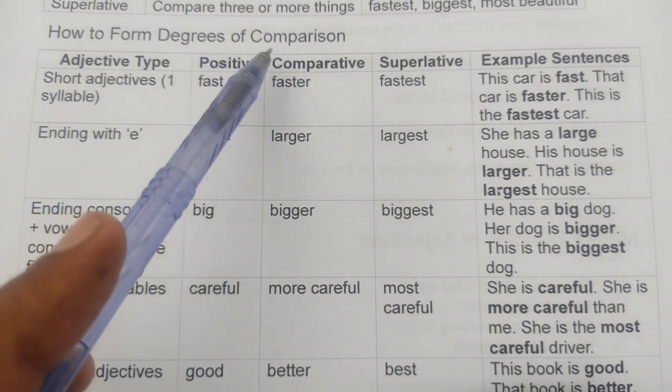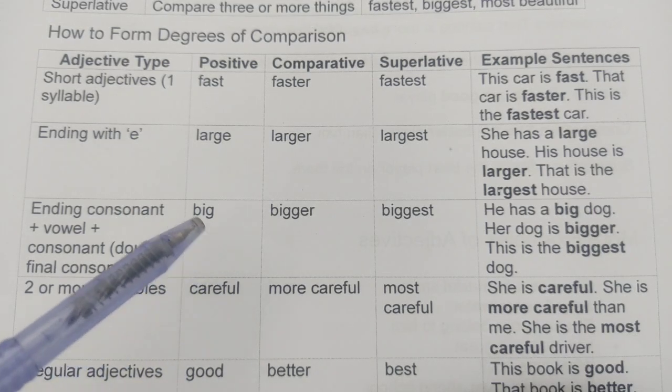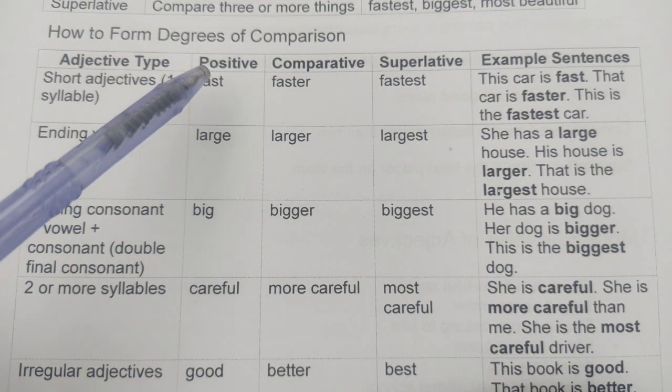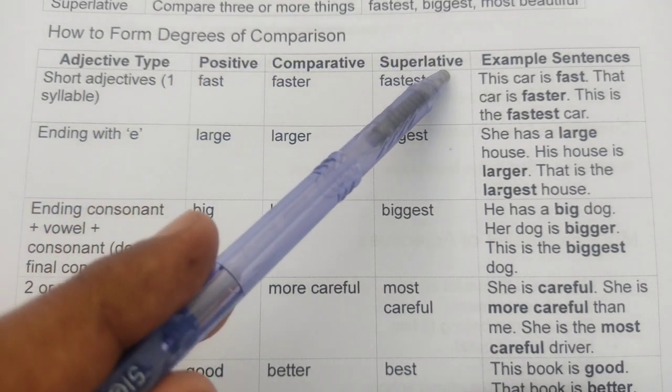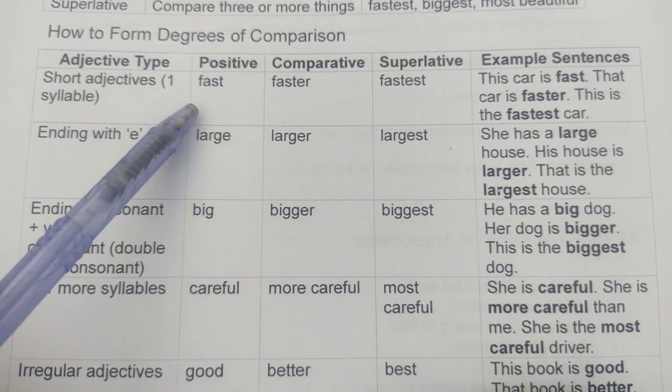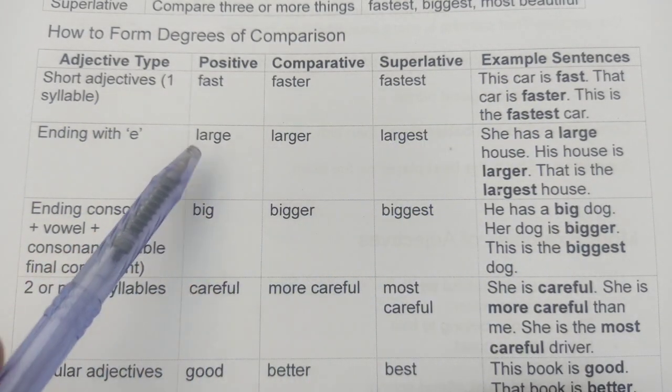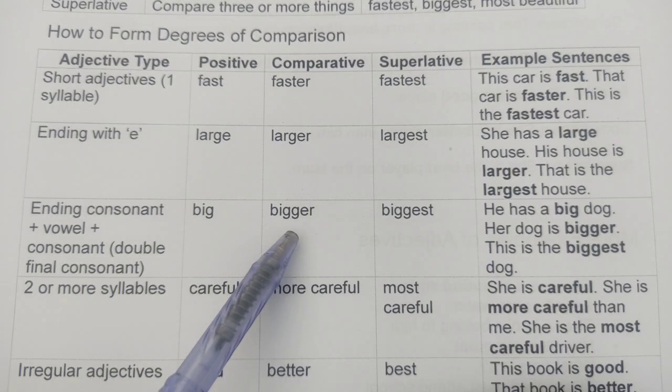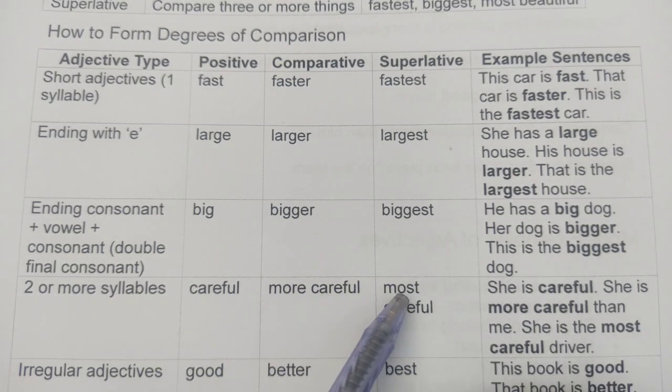How to form degrees of comparison? Here we have a table: positive, comparative, superlative. Example: fast, faster, fastest. Large, larger, largest. Big, bigger, biggest. Careful, more careful, most careful. Good, better, best.